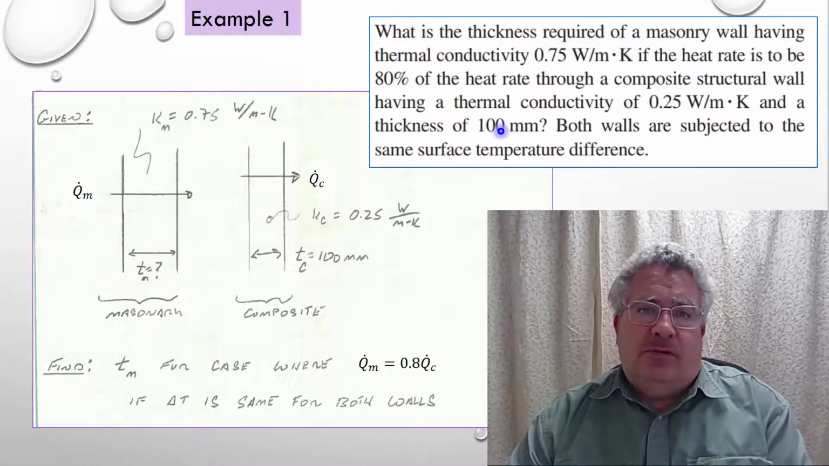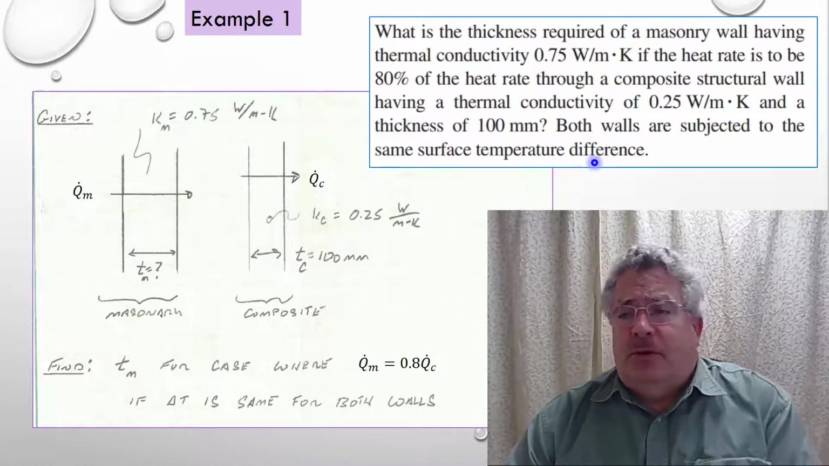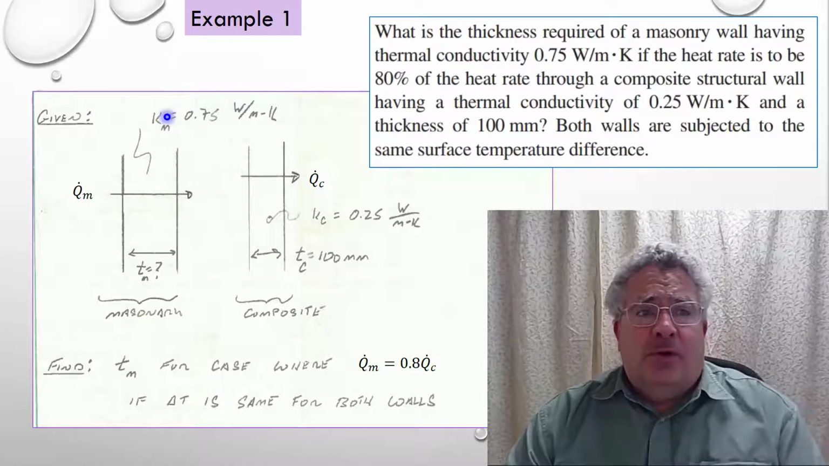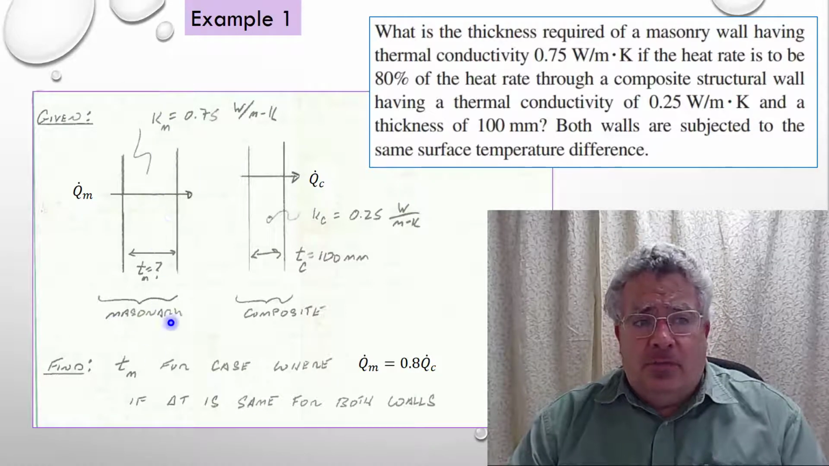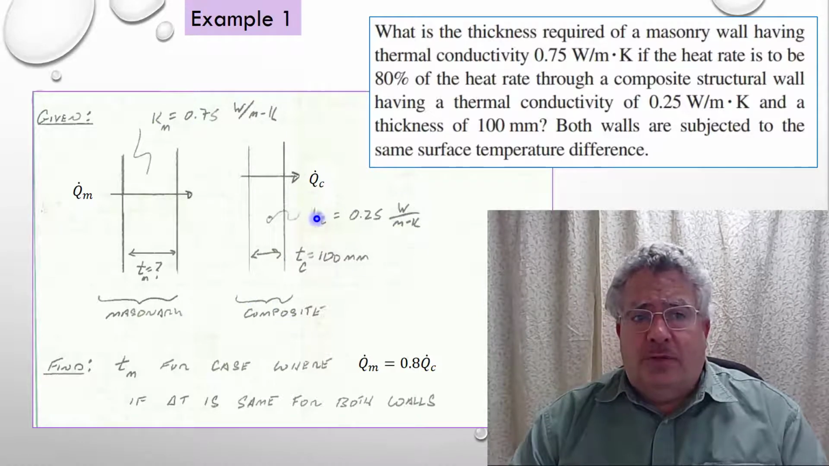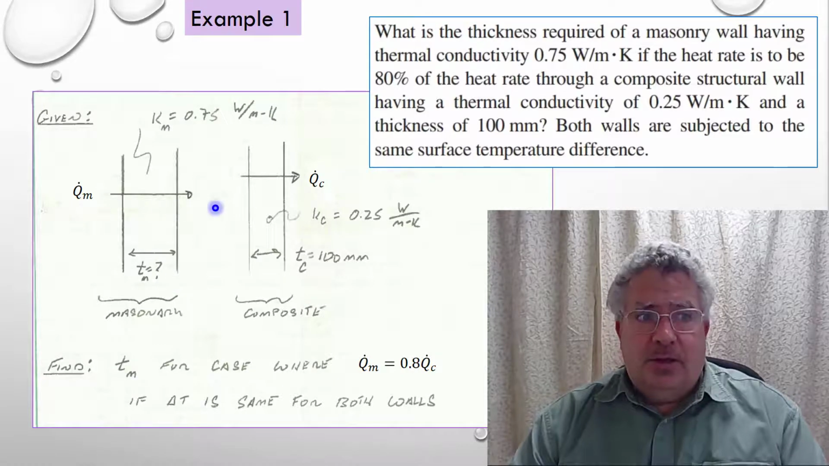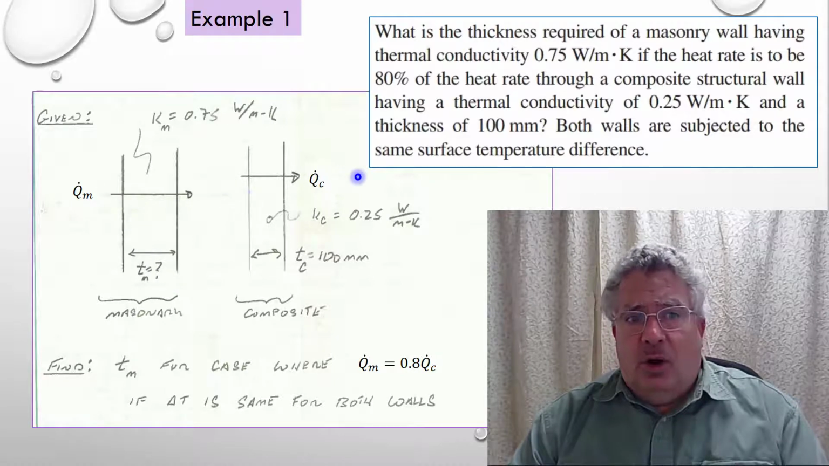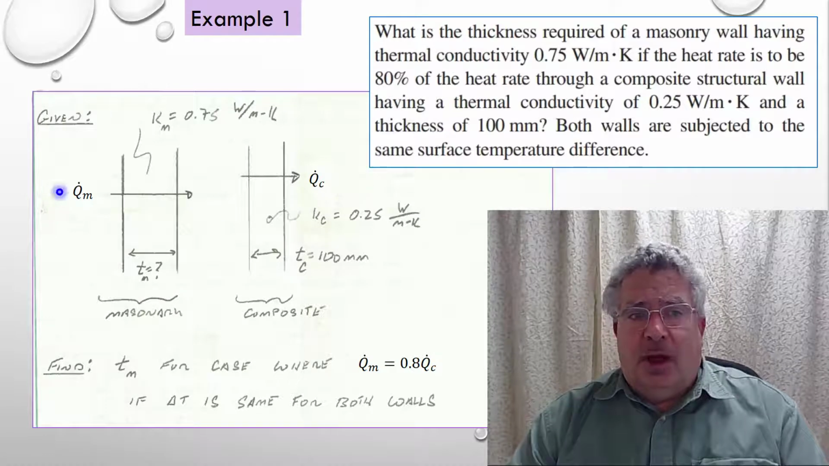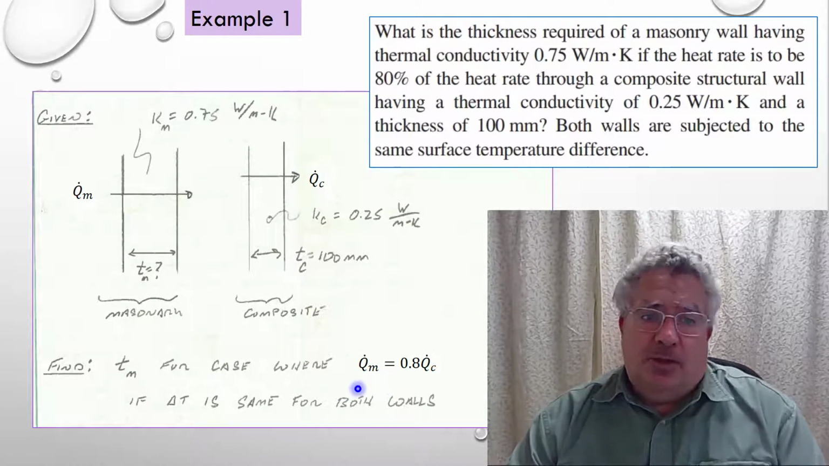So we're essentially saying both walls are subject to the same surface temperature. So this is a design study. This masonry wall has a set thermal conductivity. This structural composite wall has another thermal conductivity. And we are looking for the amount of energy flowing through by conduction through the masonry wall and through the composite wall such that these two are associated by each other by this simple equation.